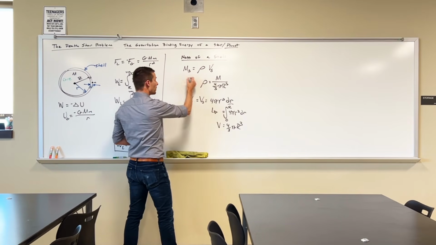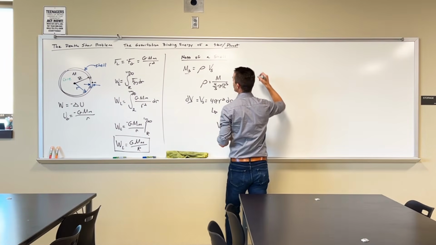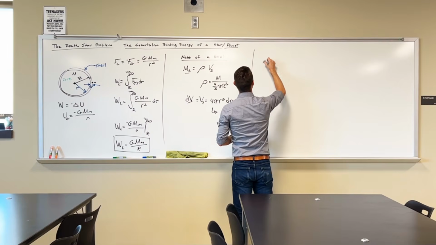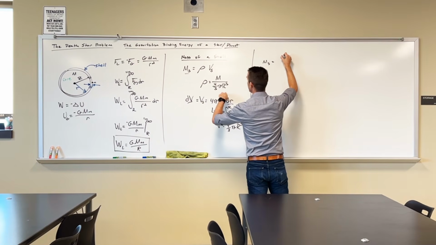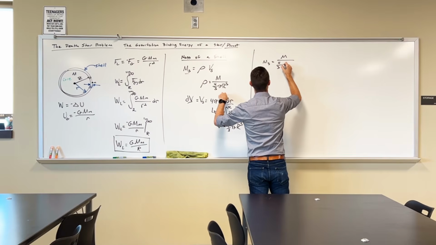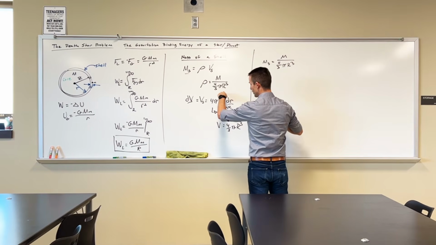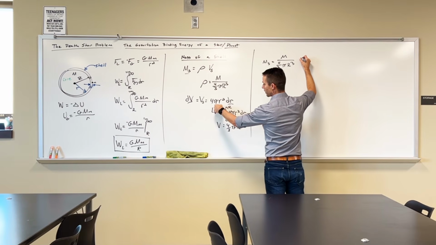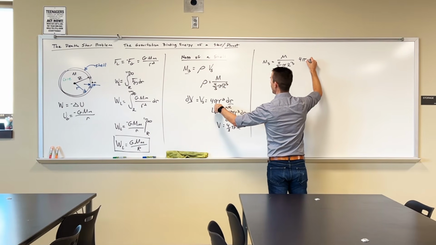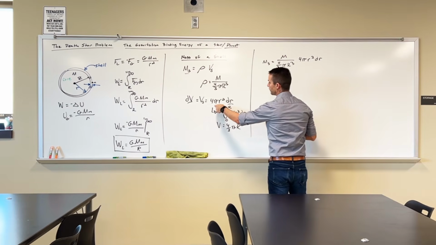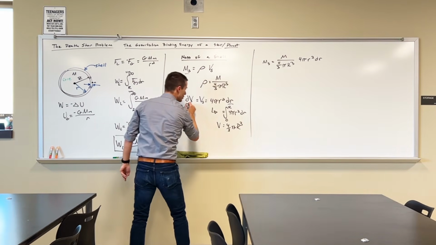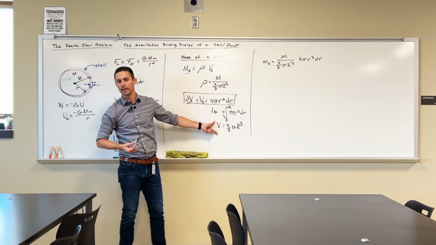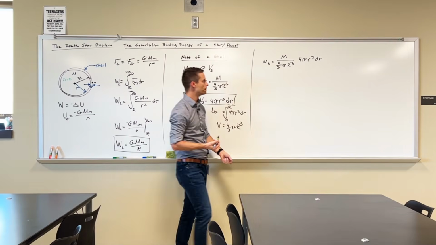But remember, we're trying to come up with the total mass. There's no way I'm going to fit this all on this board. So the total mass of our shell is going to be m over 4/3 pi r cubed times our volume, which was 4 pi r squared dr. Remember, I only want the volume of the shell. I don't care about the volume of the whole thing. That would be an errant thing to do.